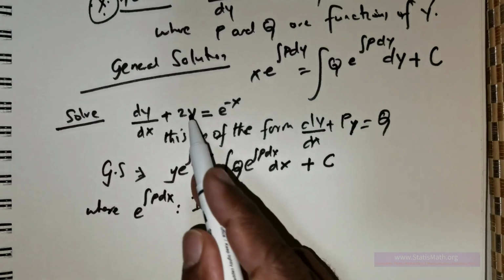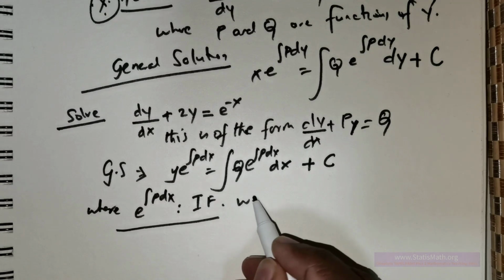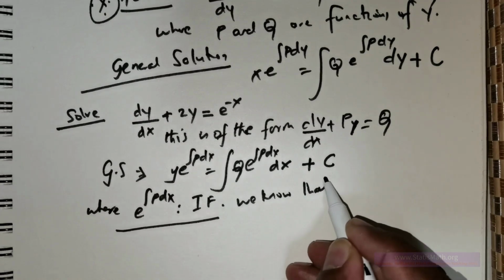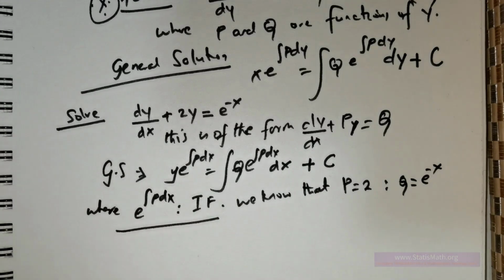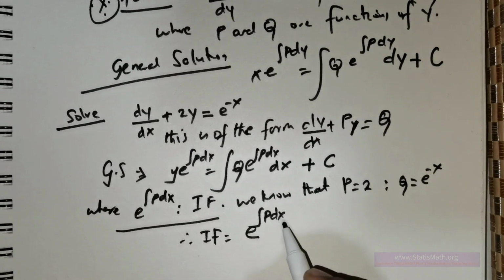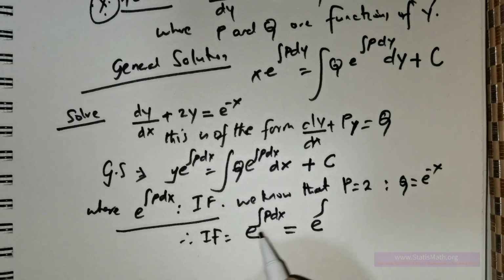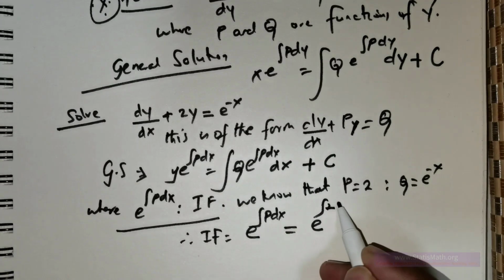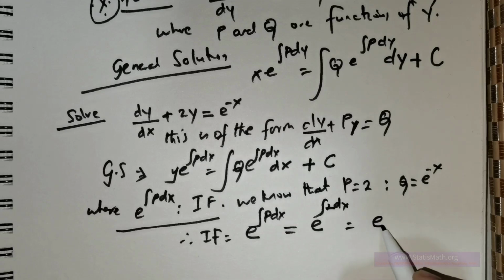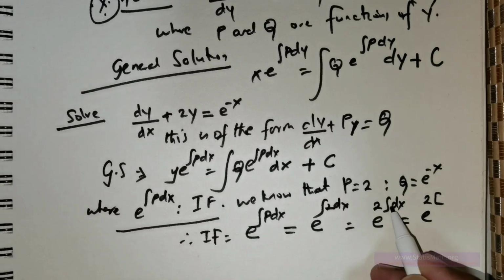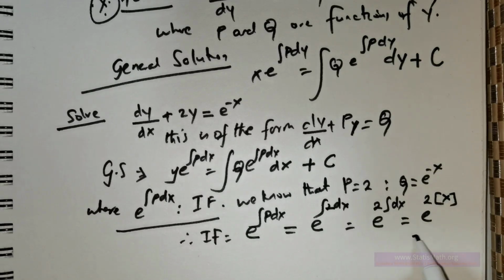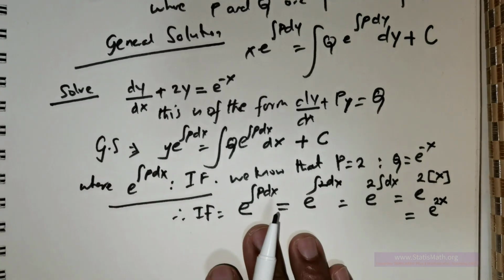Now clearly from the question we know that p = 2 and q = e^(-x). Therefore the integrating factor is e^(∫p dx) = e^(∫2 dx). I can rewrite this as e^(2∫dx), which is e^(2x), since when you integrate dx, you get x. You don't need to place the arbitrary constant c there.